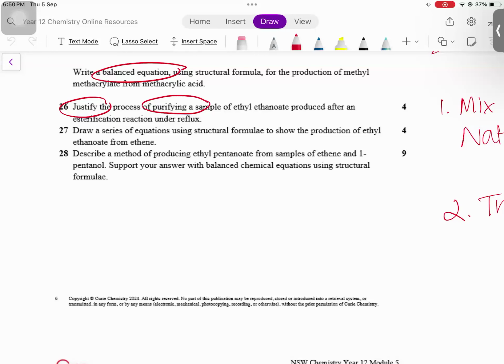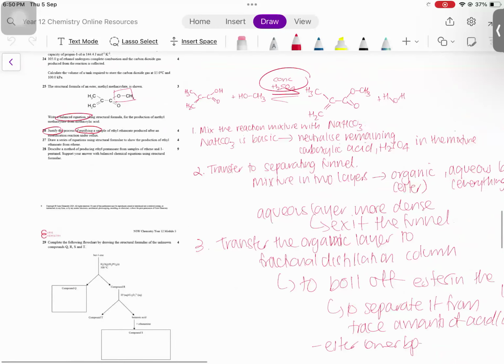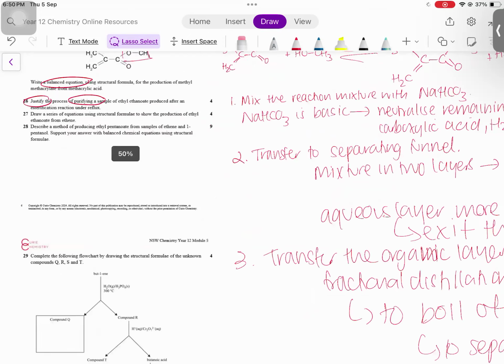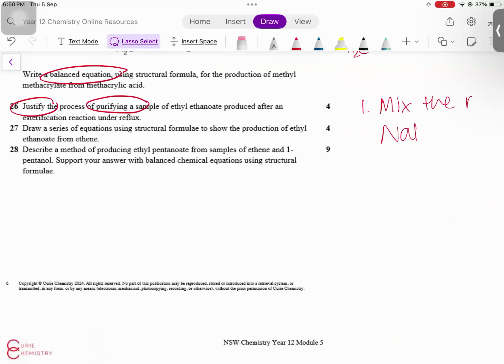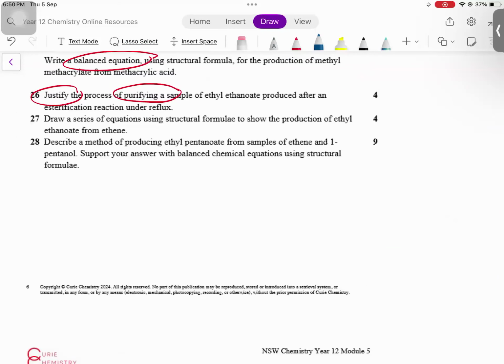27. Draw a series of equations using structural formulae to show the production of ethyl ethanoate from ethene. This is a flowchart question, but they haven't drawn the flowchart for you. We're just writing the equations ourselves. Now, ethyl ethanoate is the name of the ester. So what's the alcohol and what's the acid you need to make?